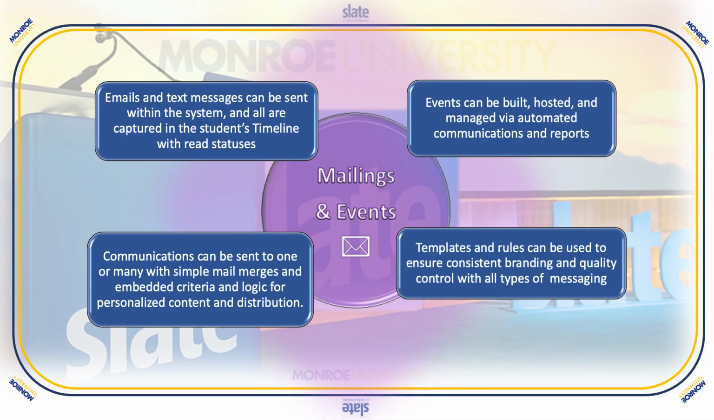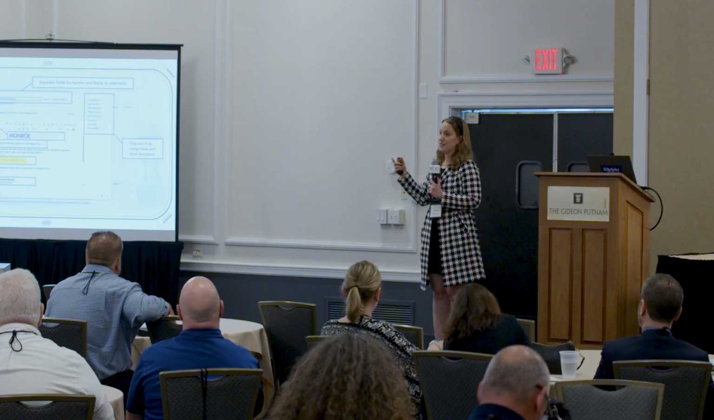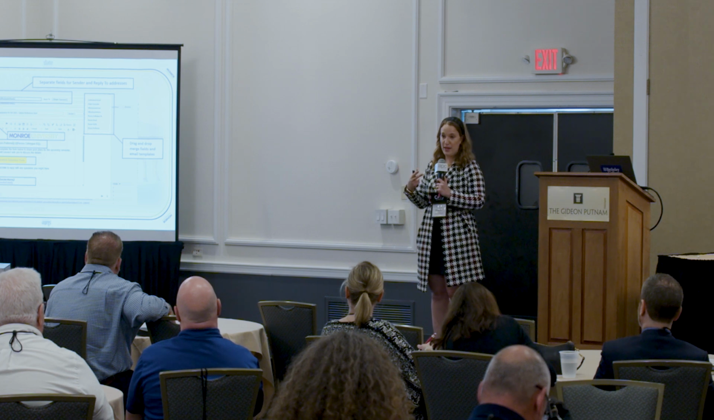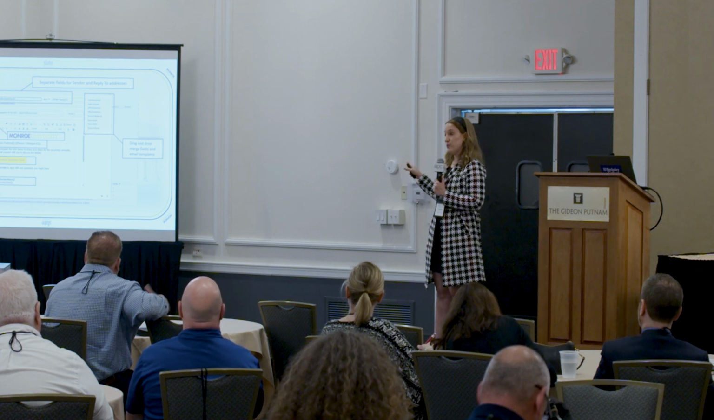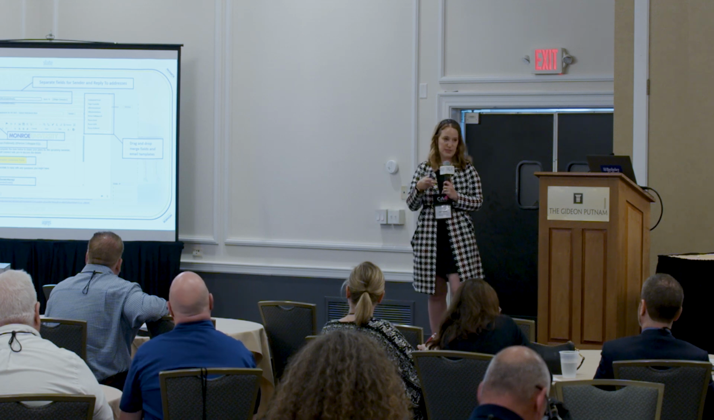Then we have mailing and events. This is an email that Slate Student Success will populate for me. I can brand it exactly how I want to brand it, and I could put in my signature. So if I send an email from Slate Student Success, it looks identical to if I send it from my Outlook, because we've made it that way. And if I send it through the platform, I could see if the student opened the email or it was left unread.